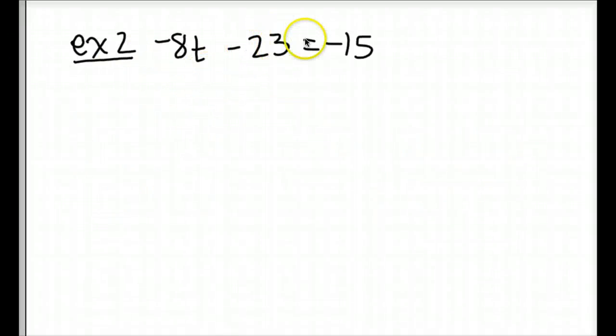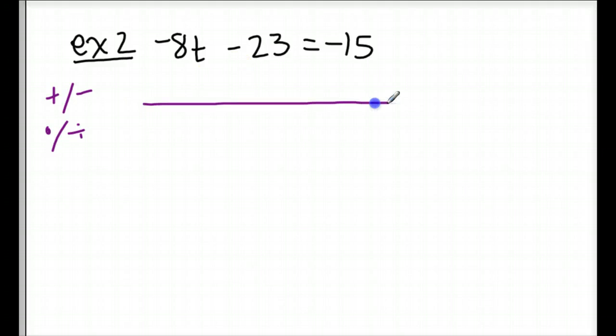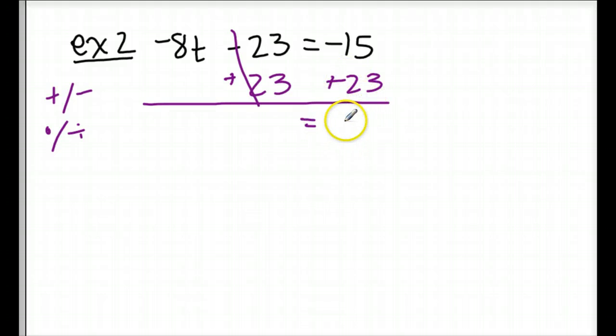All right, here's our second example. Once you get your worksheet, you're going to be looking for these examples on your worksheet. Again, we do addition or subtraction first, then we're going to do multiplying or dividing. For this one, since it's a negative 23, we're going to add 23 to both sides. This just cancels out. A negative 15 plus a positive 23 is going to give us a positive 8. And over here, all we have left is negative 8t.